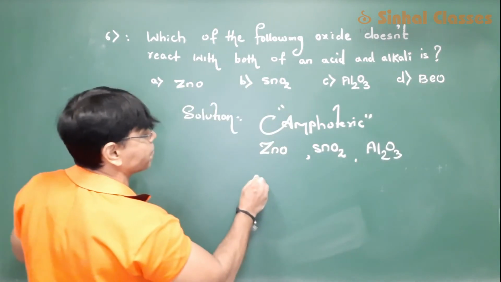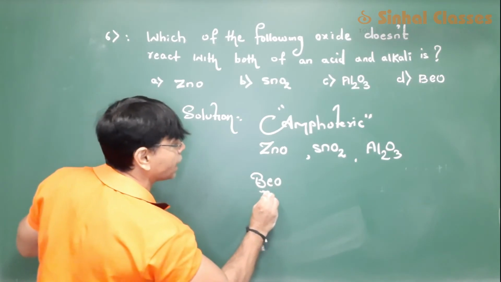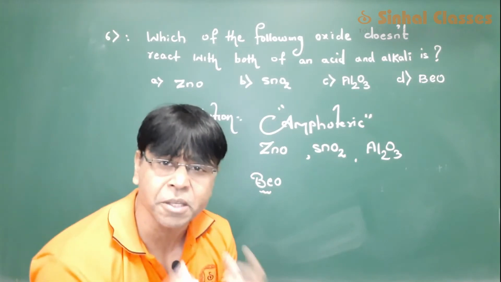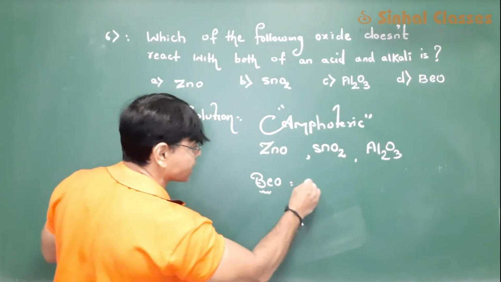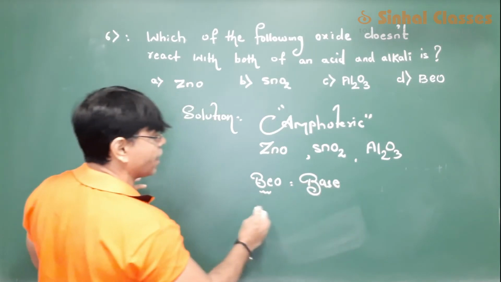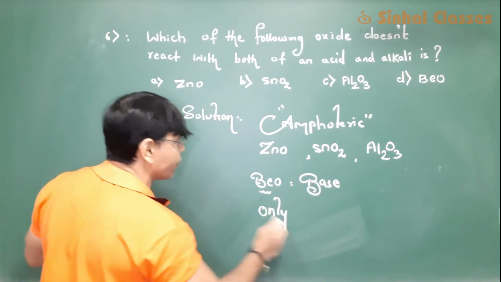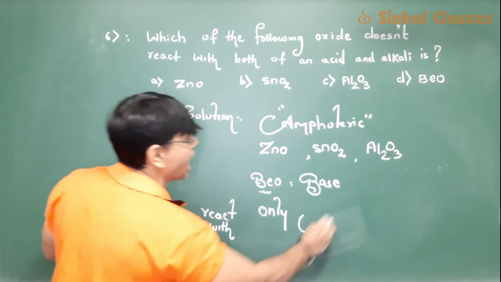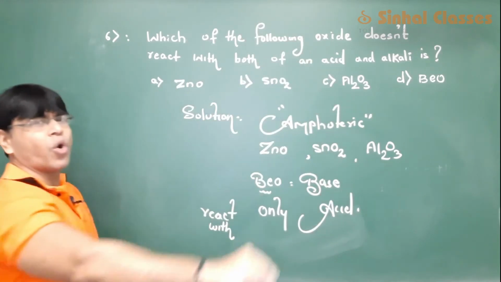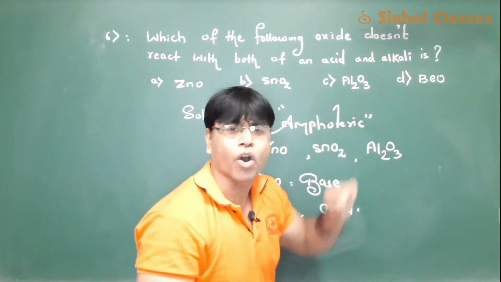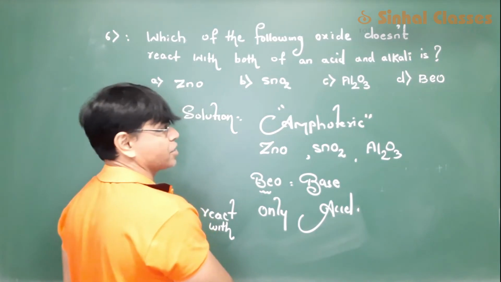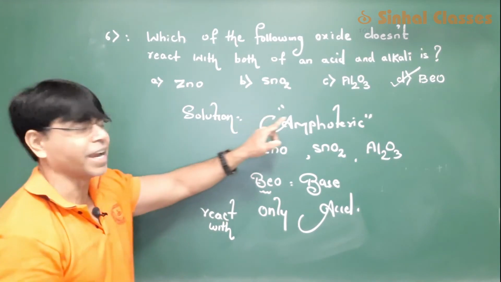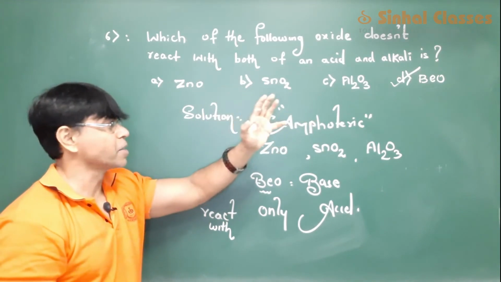But beryllium oxide, we all know beryllium belongs to group 2, alkaline earth metal. So it's a base, so it will react with only acid. So the exception among all the 4 is, yes, you are right, it is beryllium oxide. Very simple.